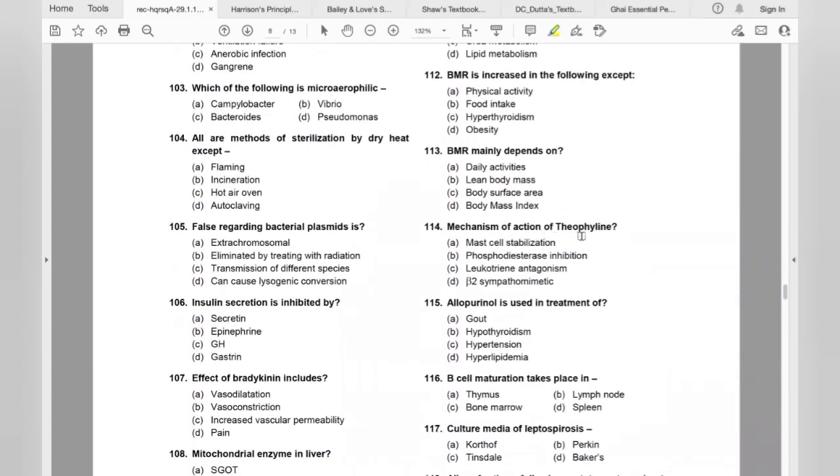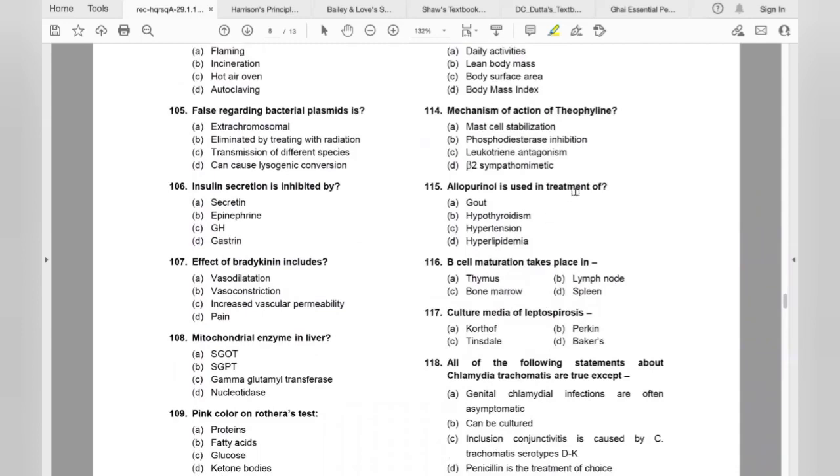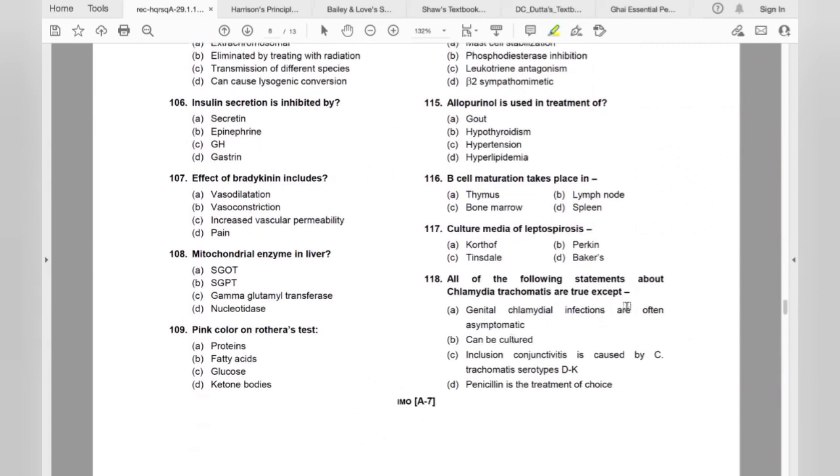Mechanism of action of theophylline: phosphodiesterase inhibition. Allopurinol is used in the treatment of gout. B cell maturation takes place in bone marrow. Culture media for leptospirosis is Korthoff's culture media. All of the following statements about chlamydia trachomatis are true, except penicillin is the treatment of choice.